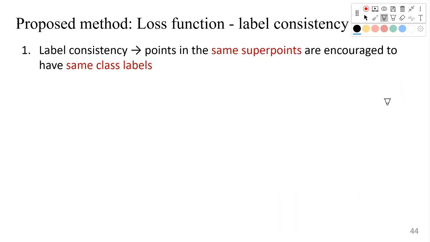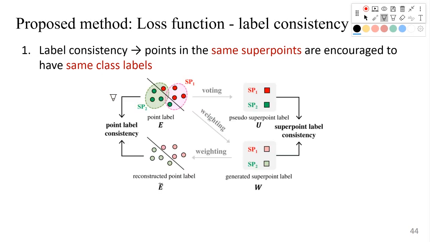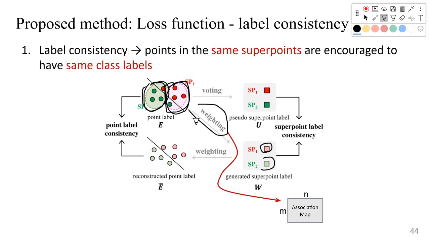The first loss function they use is a consistency loss, and this is the illustration. Here we have the superpoint clusters. We draw two superpoint clusters here. First, we want to derive a superpoint label by weighting all the member points in every superpoint. How can we do this weighting? It's simple because we already have this association map. This is the number of superpoints.